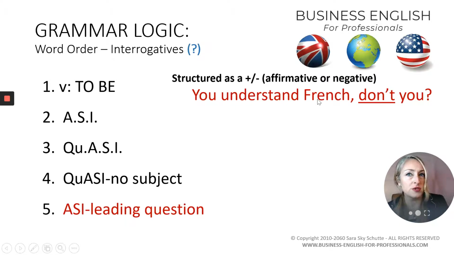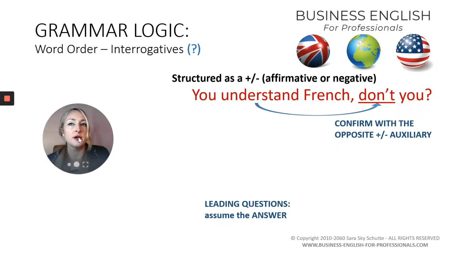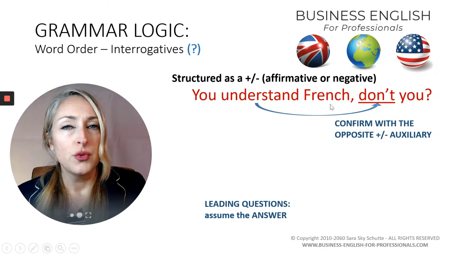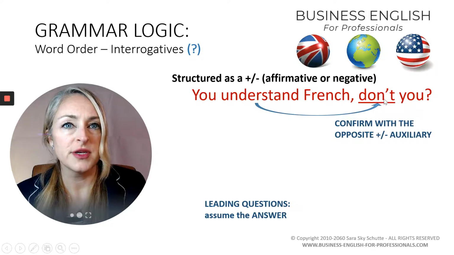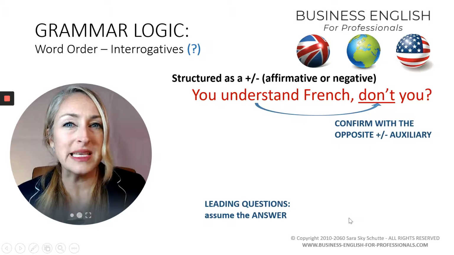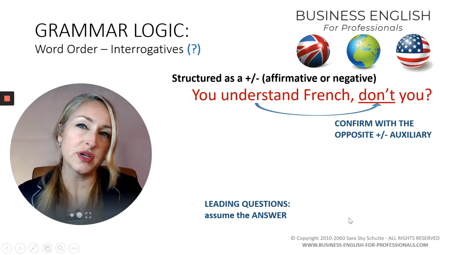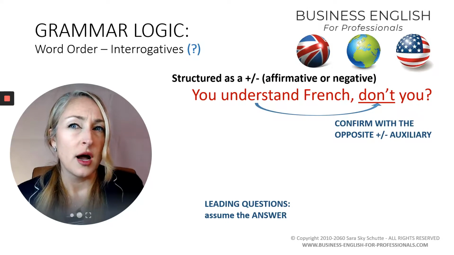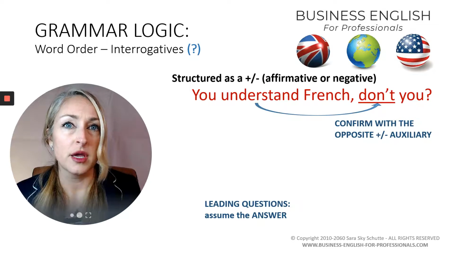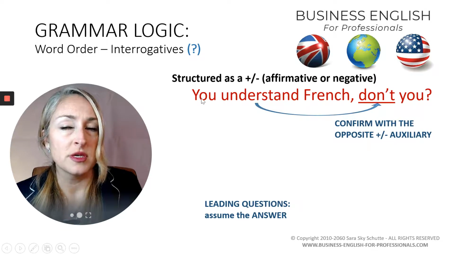Here I'm using don't because this is a present simple, and do, or the negation don't, is the auxiliary of present simple, which we will look at later, don't worry. So again, you understand French, don't you? Confirm with the opposite auxiliary. So this is affirmative, this is negative. And again, these are leading questions that assume the answer. So if I say, you understand French, don't you? I'm assuming that you're going to say, yes, I do. Yes, I do understand French. So I'm assuming this affirmative here.